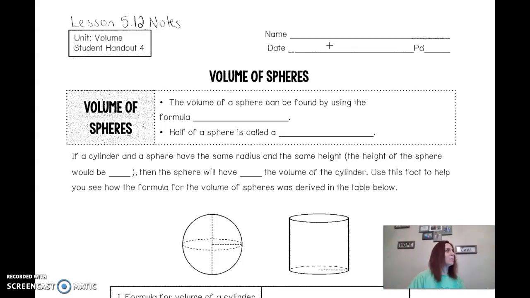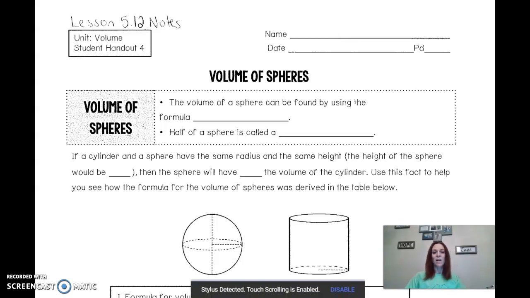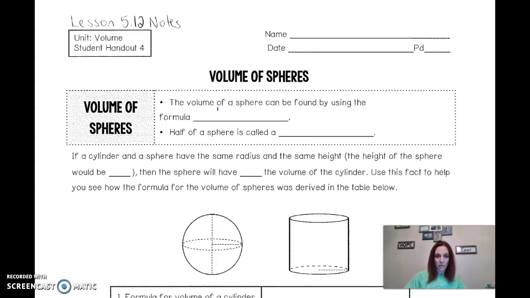Now we're going to talk about a sphere. A sphere is a three-dimensional circle, right? We've seen globes or balls or anything like that. We know what a sphere is. So it says that the volume of a sphere can be found by using the formula 4/3 times pi times the radius cubed. That's different than what we've been dealing with, and I'll explain why.